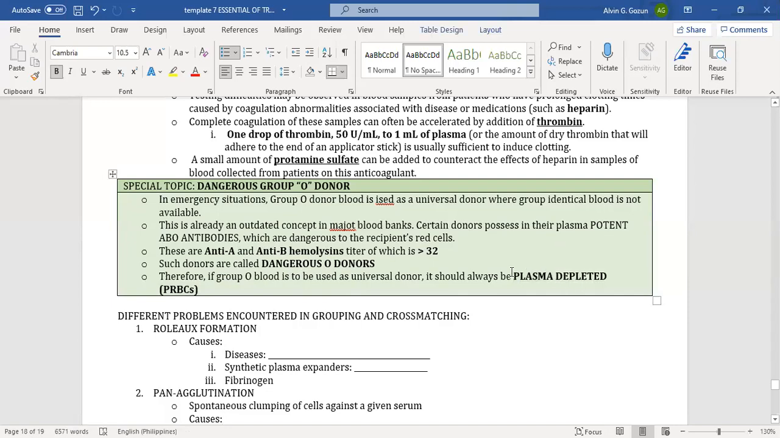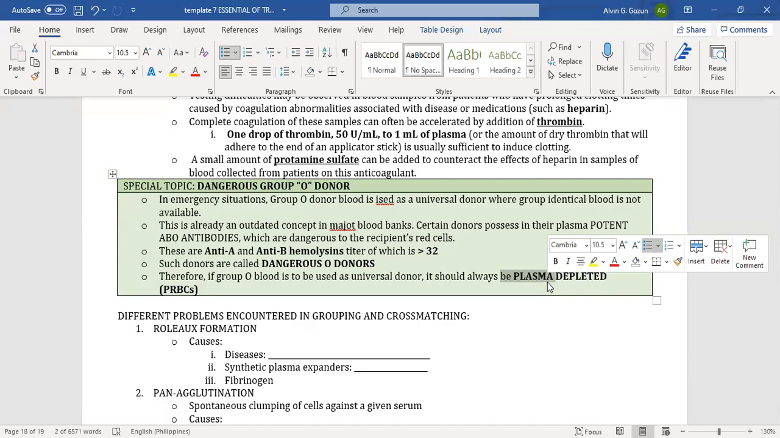Meaning guys, dapat yung itatransfuse na group O pack RBC, tanggalan ng plasma. Okay? Magtira lang ng red blood cells. Tanggalin yung plasma, puro pack RBC lang dapat. Yun yung ibig sabihin. Naintindihan ba yun?